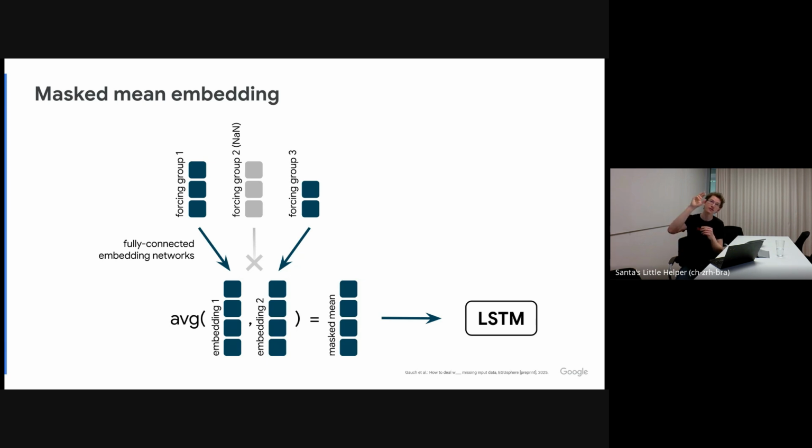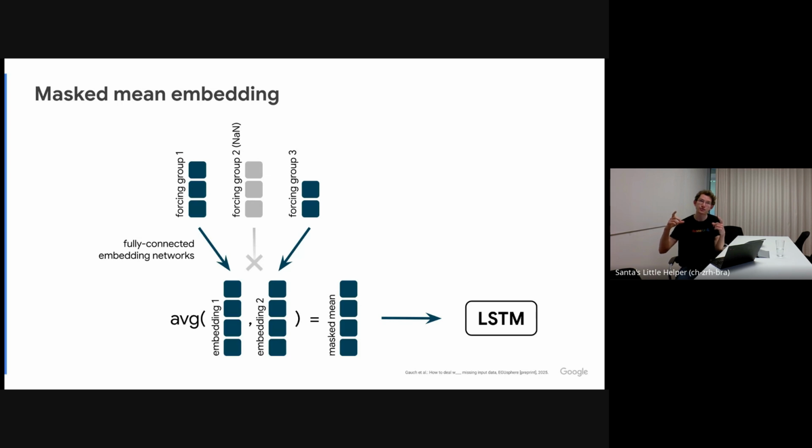So in this example, we have these 3 forcing groups here. You can imagine them as 3 of those data providers, like ECMWF, GraphCast, and CPC. And in this example, the middle one is just missing at this time step, maybe because it's not a forecast product and we're in one of the forecast time steps. So after this fully connected network, we end up with two embedding vectors.